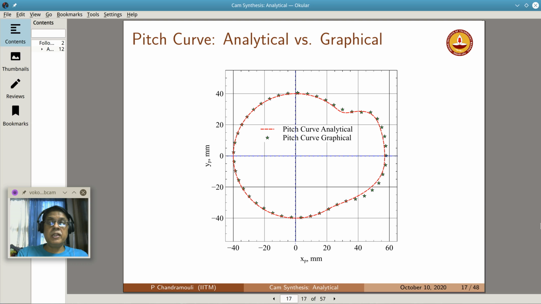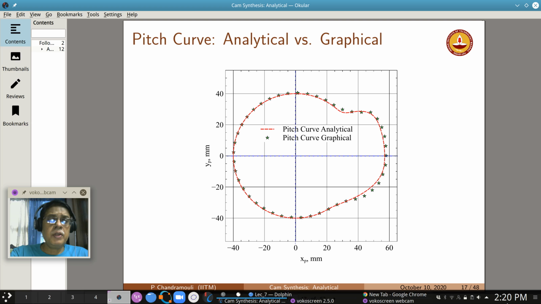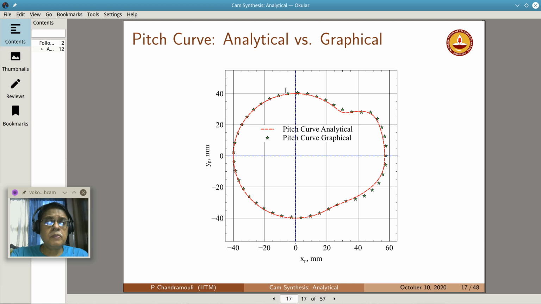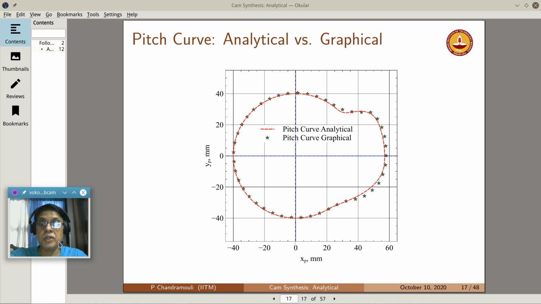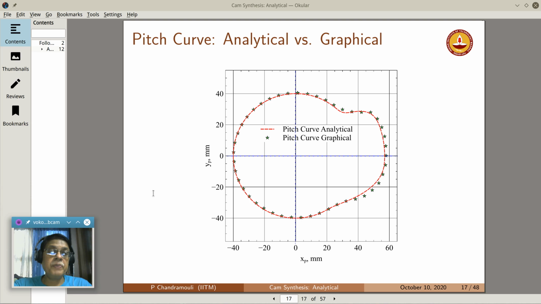So we left off in the last lecture with this pitch curve, which we derived analytically, and we also did it earlier with the graphical method. I have plotted both together to show you that the match is quite good. So what we did graphically and analytically at the pitch curve level is quite reasonable. So what we want to do now is proceed forward.